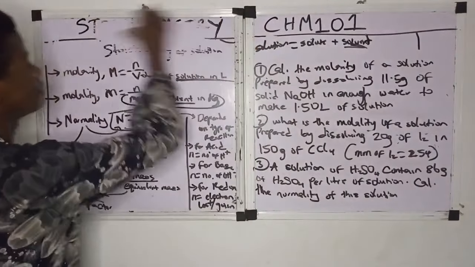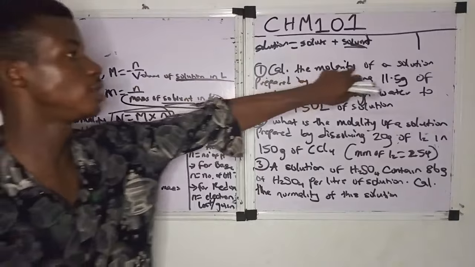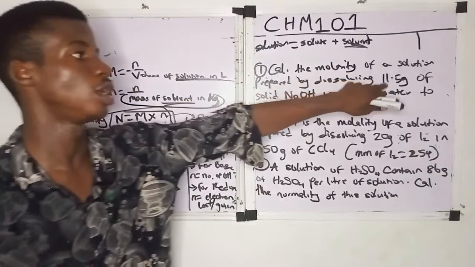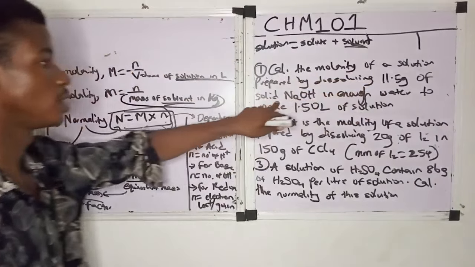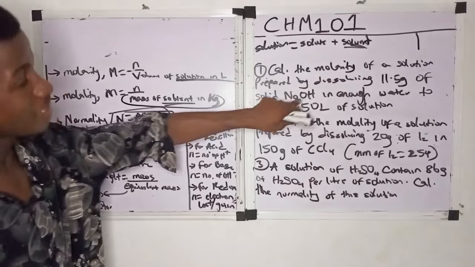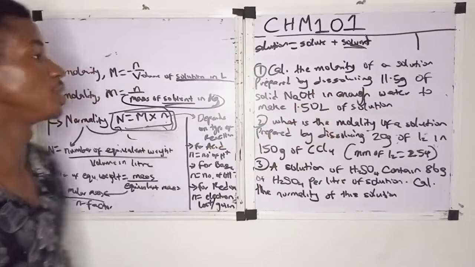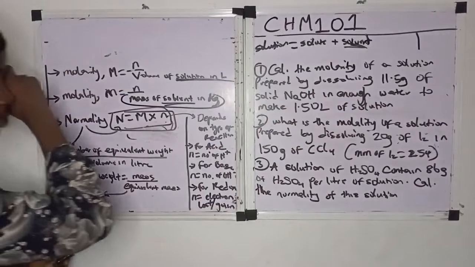So let me just clean this part and solve it here. Okay, so I said calculate the molarity of a solution prepared by dissolving 11.5 gram of solid NaOH in enough water to make 1.50 liter of solution. Okay, now we are looking for molarity of what?